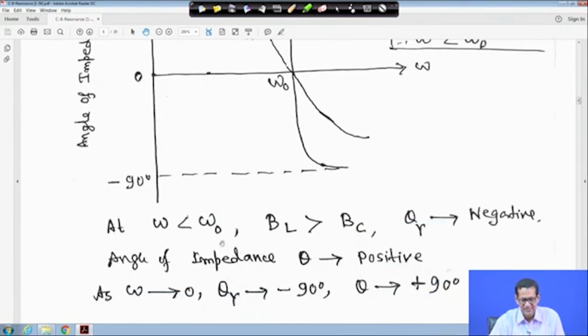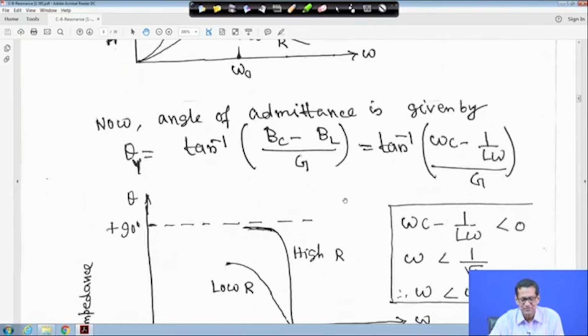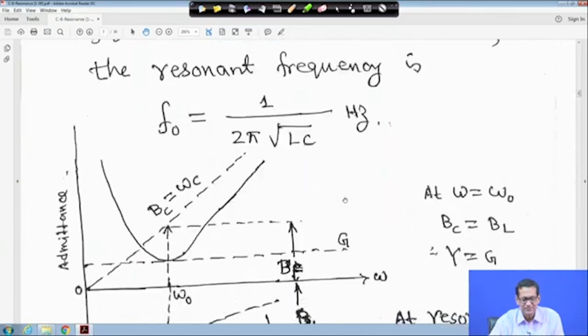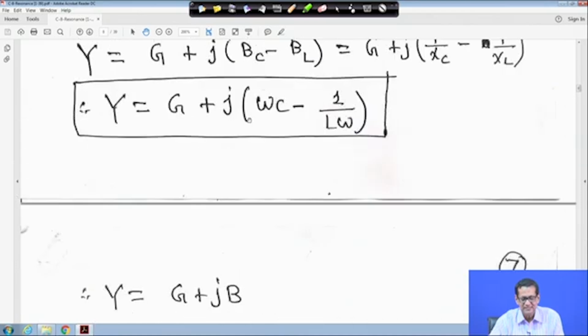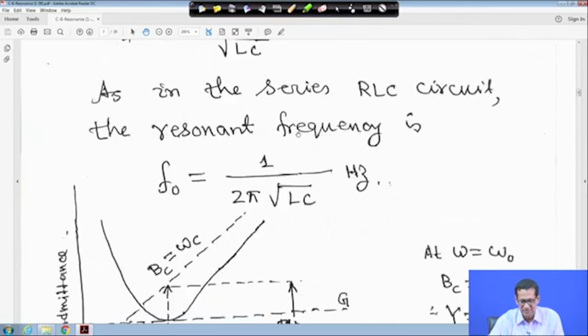Now, if you see omega less than omega 0, that is my BL greater than BC. So, theta y is negative, right. If you come to this here, it is G plus j (omega C minus 1 upon L omega), this is my BC minus BL, right. So, from this condition I say that if BC is greater than BL or less than BL, accordingly a positive or negative angle will come, right.